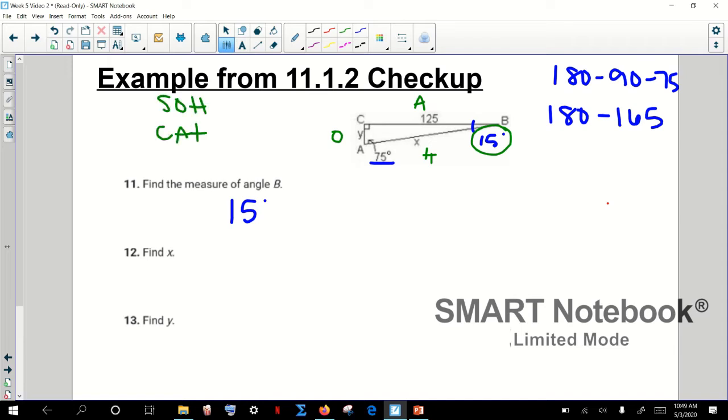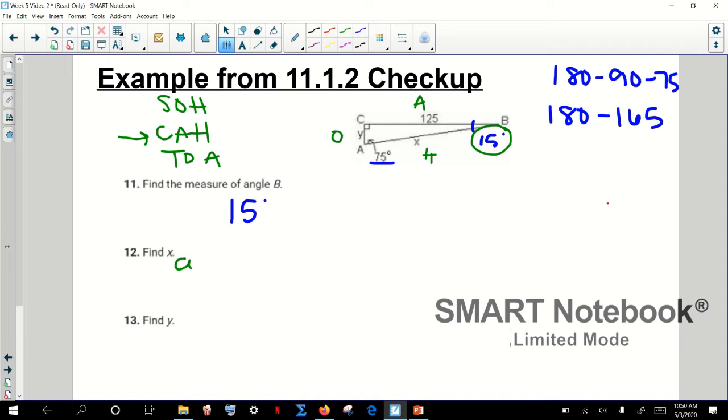So looking at SOHCAHTOA, my only options for finding something with the hypotenuse in it are sine and cosine. Tangent has nothing to do with the hypotenuse. But if I look at the opposite side, I don't have a value for y, right? I don't have a value for my opposite side. So in that case, I'm going to have to use cosine in order to find x, because I need at least one of those measures in order to find another one. I can only have one missing measure, okay?